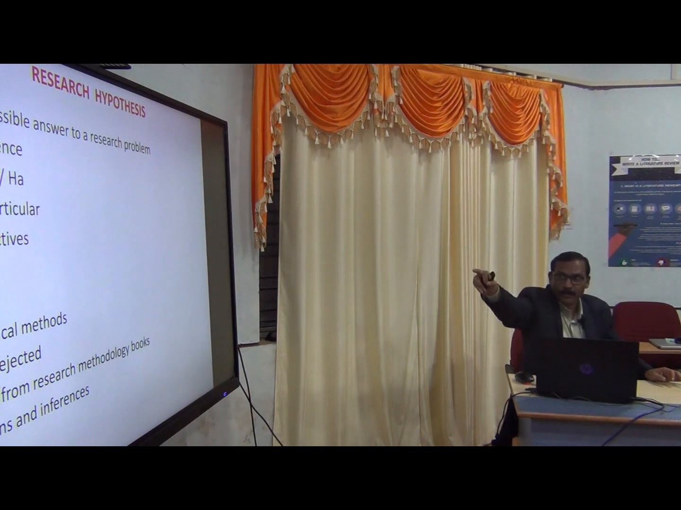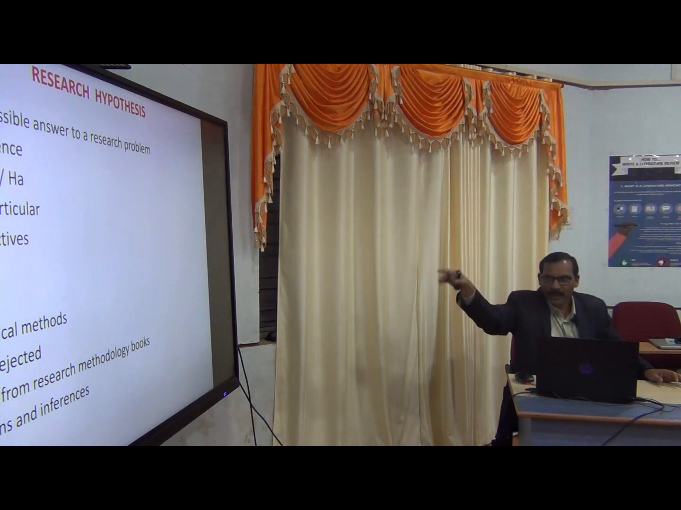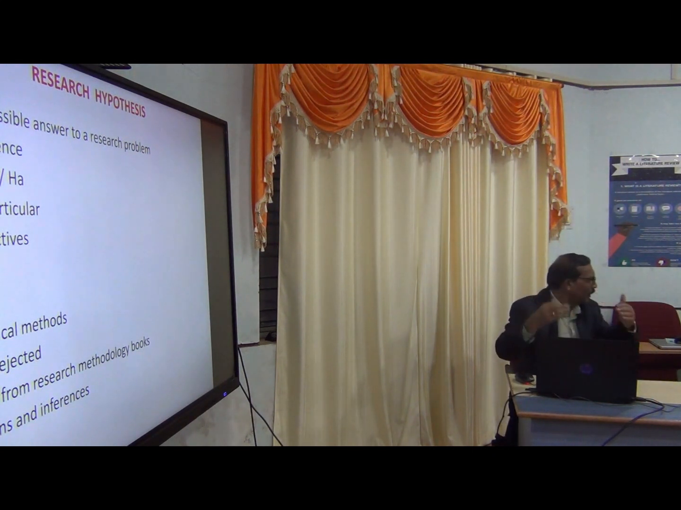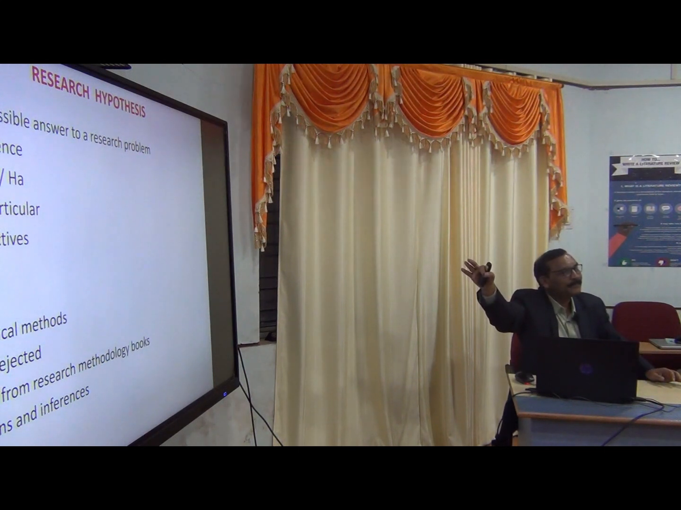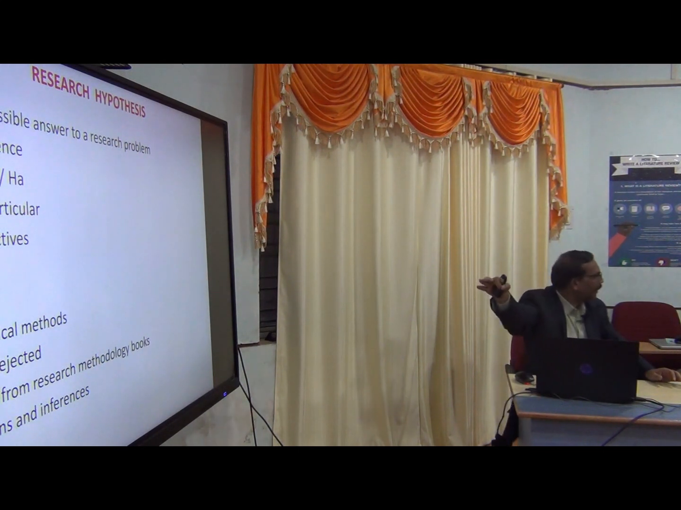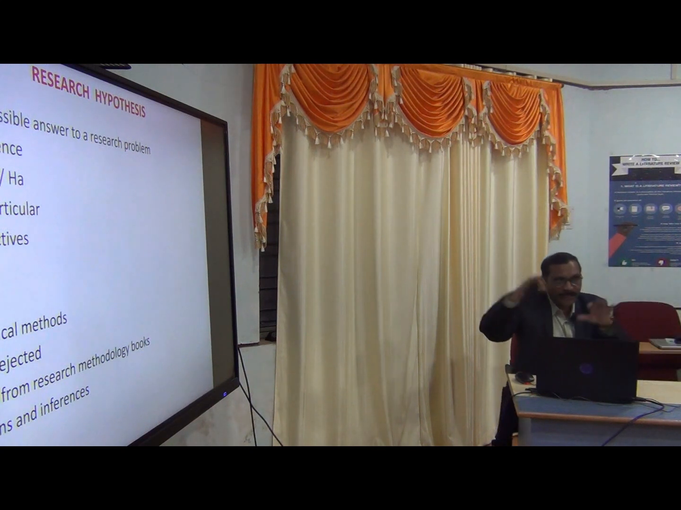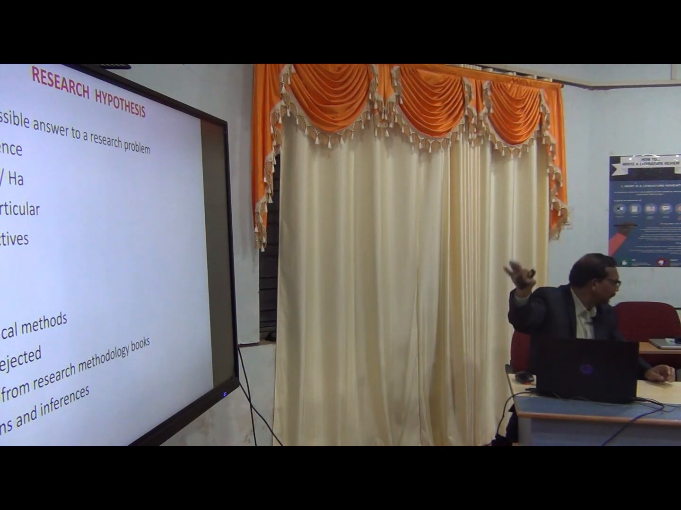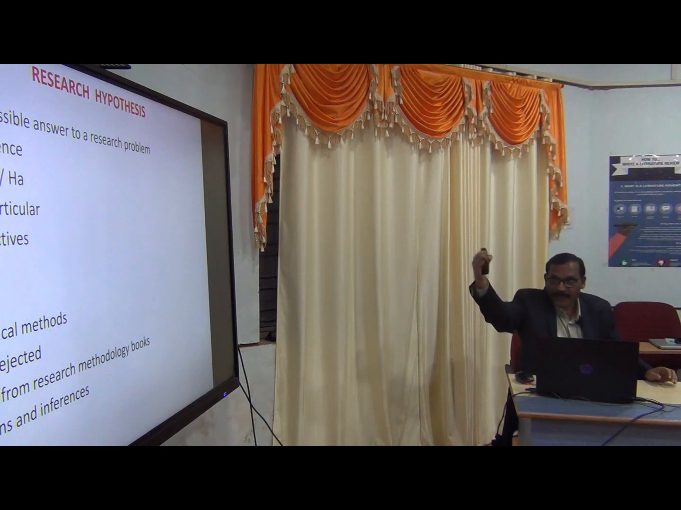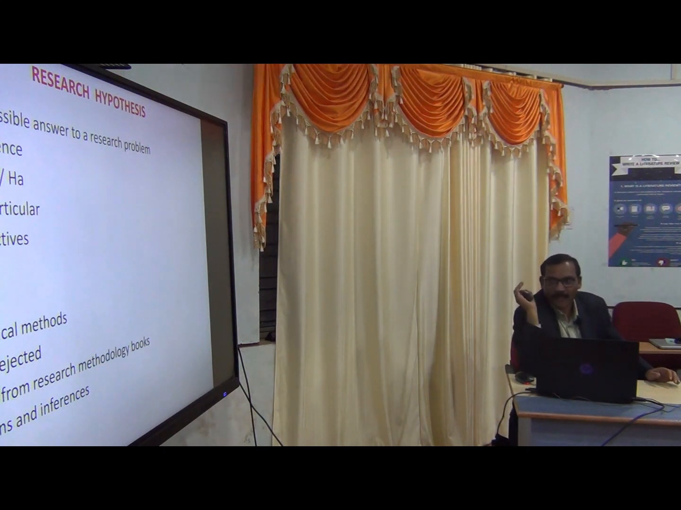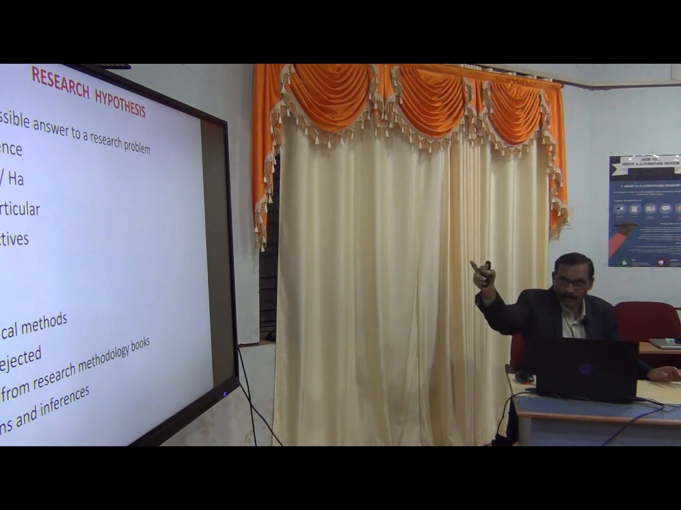And that should be linked to the objectives. It should be quantifiable. Where it is quantifiable, only then is it testable. If it is quantifiable, then it can be tested. And when we formulate a hypothesis, it must be tested. There are different methods of testing a hypothesis: the t-test, the z-test, the chi-square test, and a number of other methods. So it should be tested using those methods.